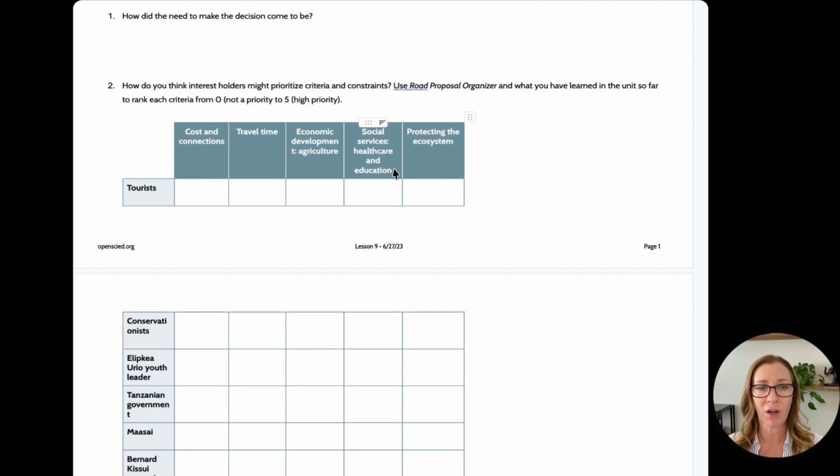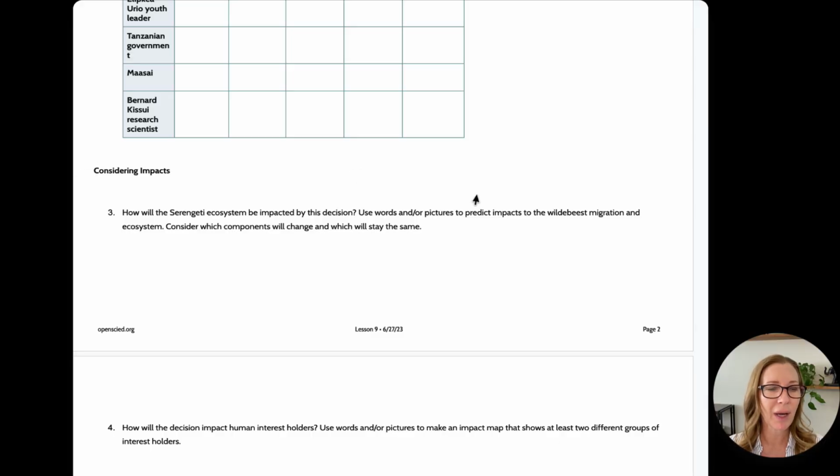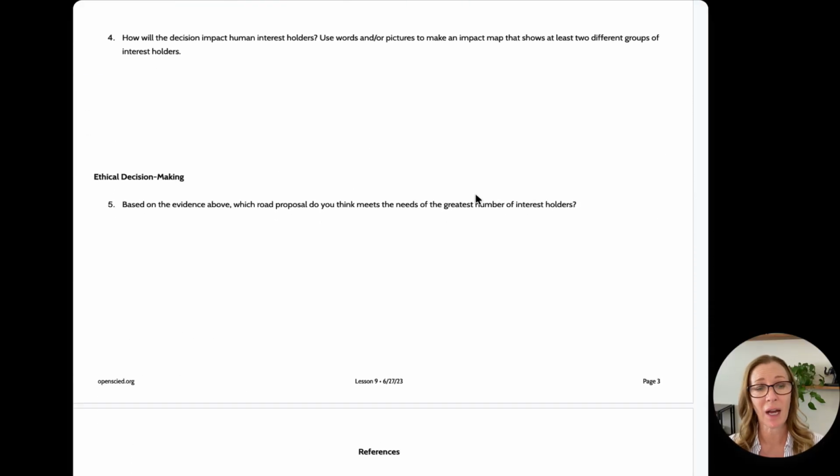criteria. Here's the criteria. Which one do you think would be the highest priority for tourists? Which one would you think would be the highest priority for conservation? So they're going to rank from 0 to 5. This is actually kind of a scaffold for something we call a decision matrix that comes later in different units, but basically very similar thing happening here. And then considering impacts. And so they're going to go through this together and basically make a decision at the end. Which road proposal do you think meets the needs of the greatest number of interest holders?